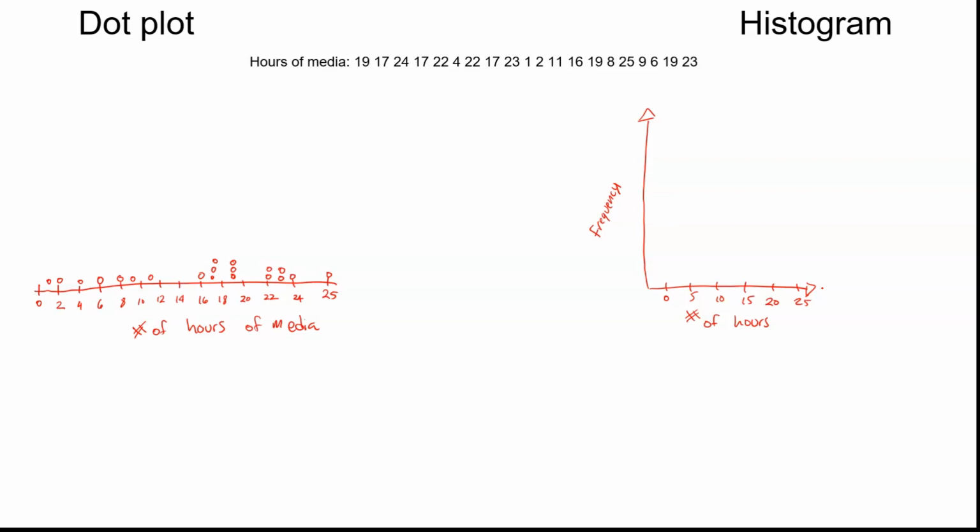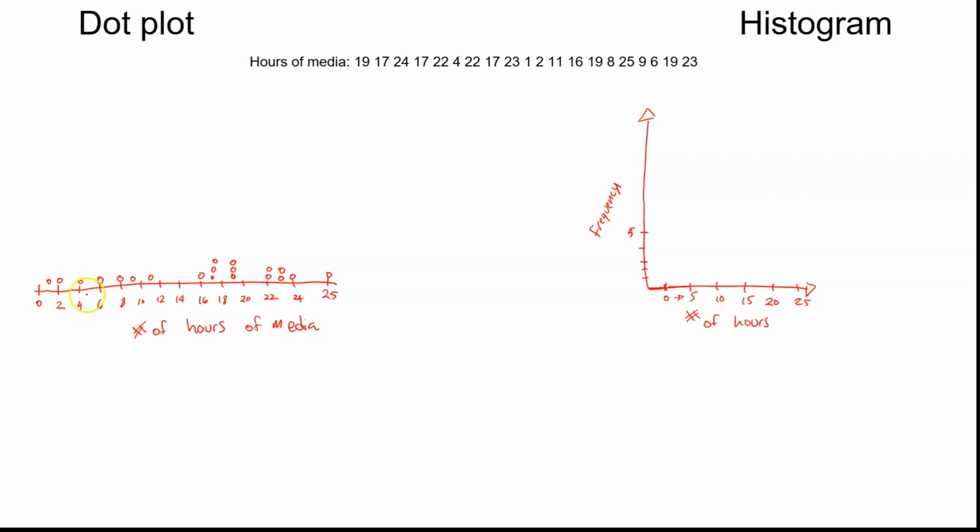Now, the way we draw our histogram, I'll actually label my frequency here. 1, 2, 3, 4. Let's do it this way. We'll do it up to 5 right here. And the way that we are going to fill in our data is anyone who did 0 hours of media would be in this space right here. And then after we hit 0, everything from 0 to 5 is going to fall in this space.